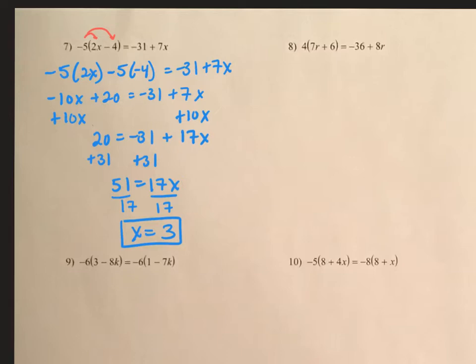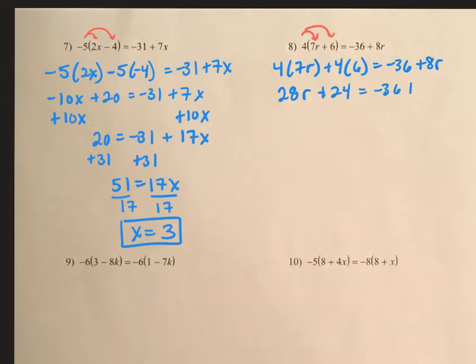Okay, moving over to number 8. My first step is distribute. So I'm going to distribute this 4 over here. On my left side I have 4 times 7r plus 4 times 6 equals negative 36 plus 8r. Okay, simplify this. 4 times 7r is 28r. 4 times 6 is plus 24 equals negative 36 plus 8r.